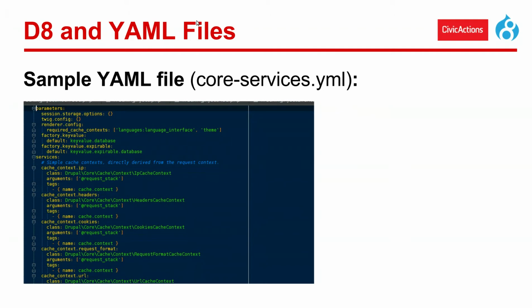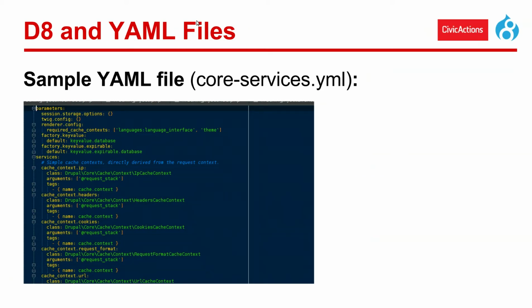This is a sample YAML file. This comes from the core services YAML file. Basically what's going on in here is, you see there's cache context IP, cache context headers. These are the names of services. That first term is more than likely the module that's making it, or the class file. And then the next item is pointing to the class file that is making this service.